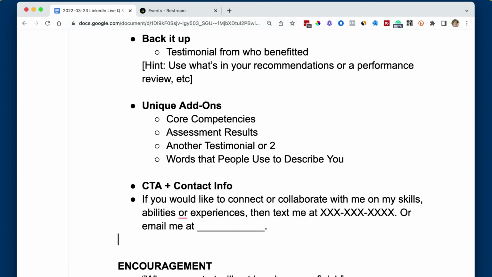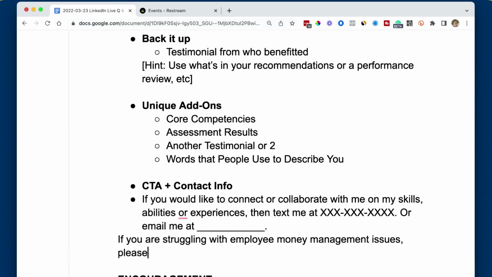Another one would be like, if you are struggling with money management, how about this? This is what I was just sharing earlier. Employee money management issues. Please connect with me to help you solve the issue at, and put your email or a phone number or whatever. Okay. So again, you are seeking to serve by putting this there.